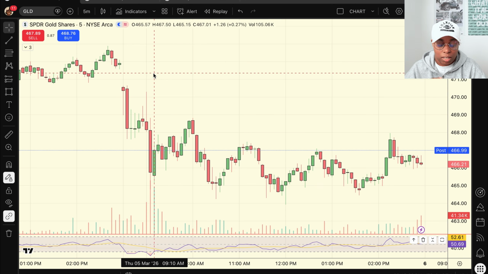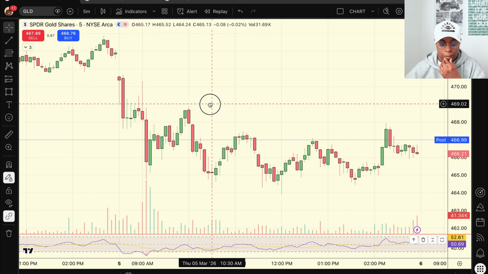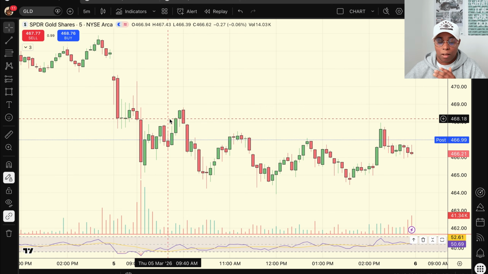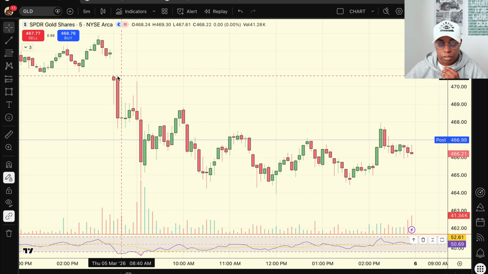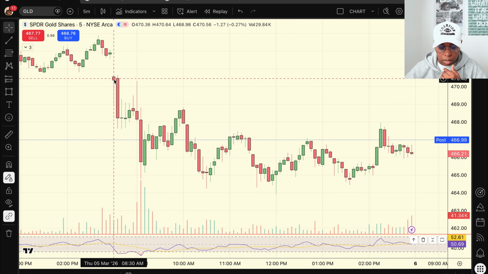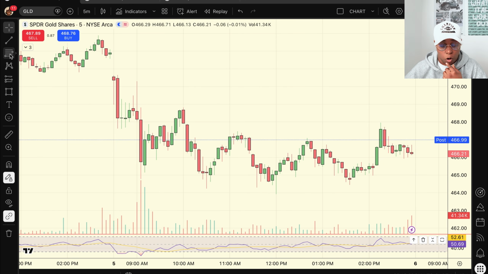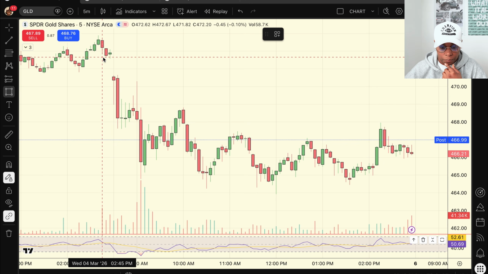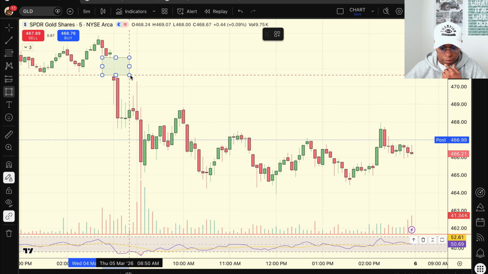So let's come down here and get right into it. I'm going to show you exactly what I was looking at because I was essentially trading gold futures today. As you notice here, this is when the market opened. Notice here we gap down. Okay, we got a little bit of a gap here.